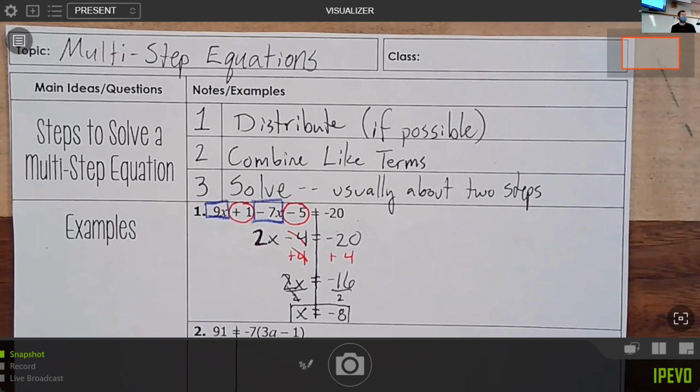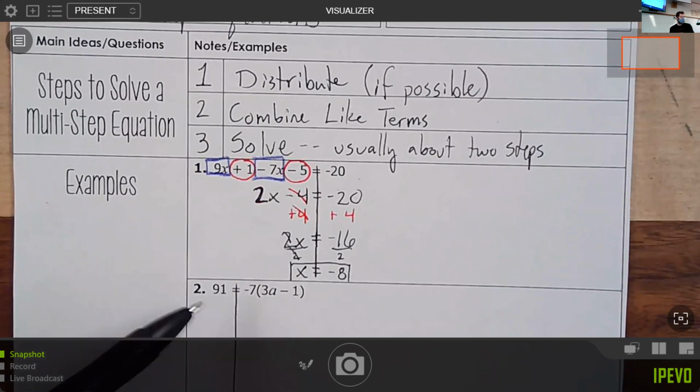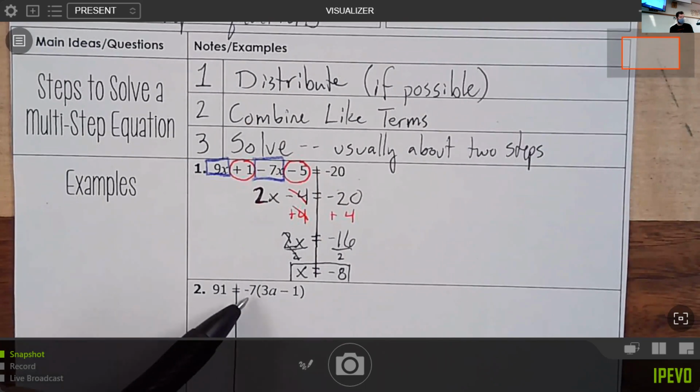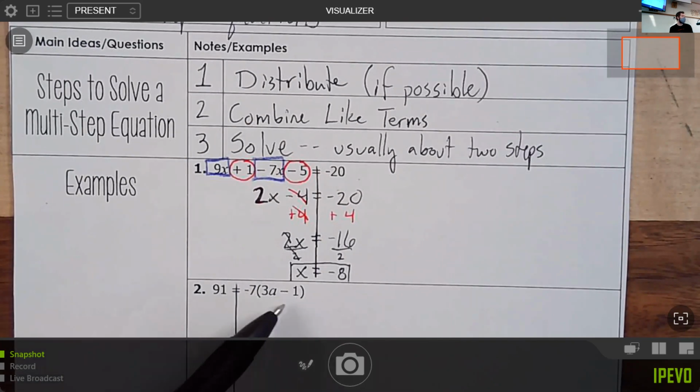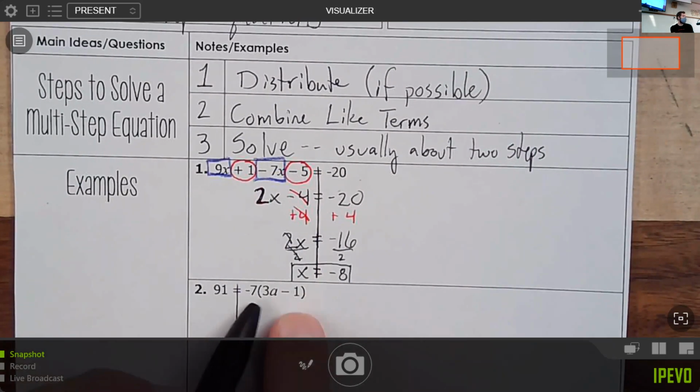All right. Problem number 2. We have 91 is equal to -7 times in parentheses 3a minus 1. So the variable is on the right-hand side. Our goal here is to get everything on this side away from the a. Now the only way that we can do that is by getting rid of the parentheses.